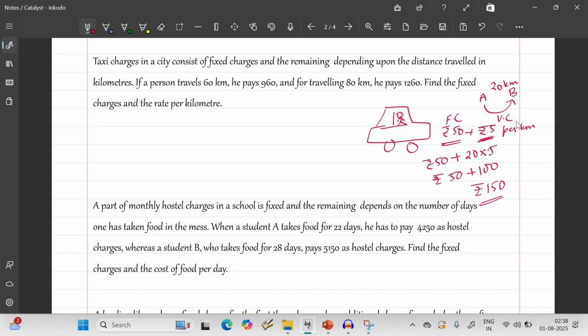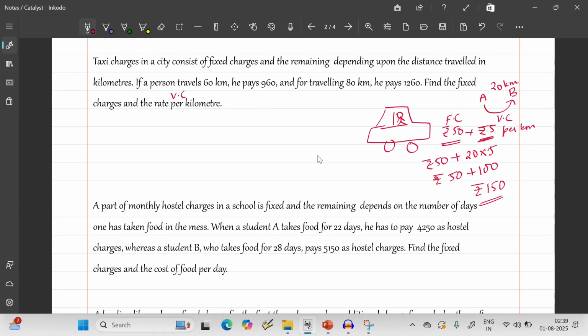Taxi charges in a city consist of fixed charges and the remaining depend upon the distance traveled in kilometers. So if a person travels 60 kilometers, he pays 960 rupees, and for traveling 80 kilometers, he pays 1260 rupees. Find the fixed charges and the rate per kilometer. So here the rate per kilometer is nothing but the variable charge you have to find.